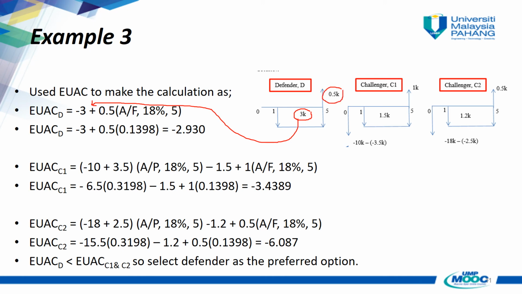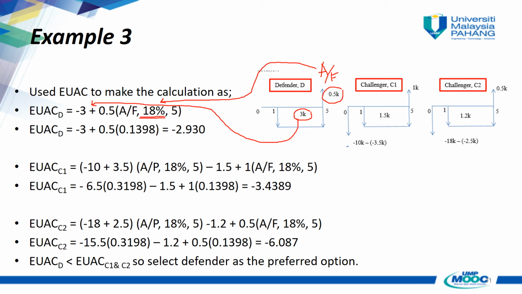This is in the form of future F here, so we need to convert it to per annum. We call it finding A when you know the F. So 0.5 multiplied by finding A when you know the F at 18% interest rate and 5 years. So we need to open the compound interest table to find out the 18% value.